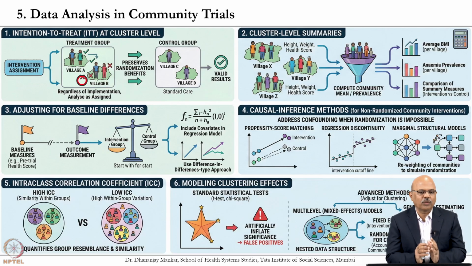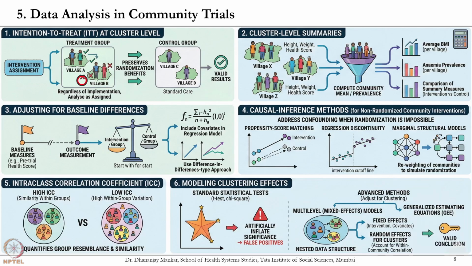Intra-class correlation coefficient, ICC, where on one part there is a high ICC and on the other a low ICC in comparison. This quantifies the group resemblance and similarity, where a high ICC means similarity within the groups, and a low ICC means high group variation. So you can understand there is variation seen on one part, and no variation seen on the other part, that is a high ICC.